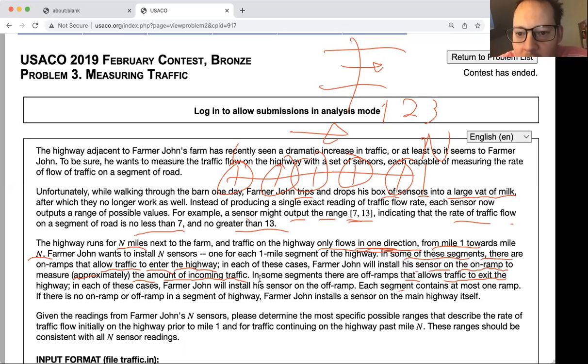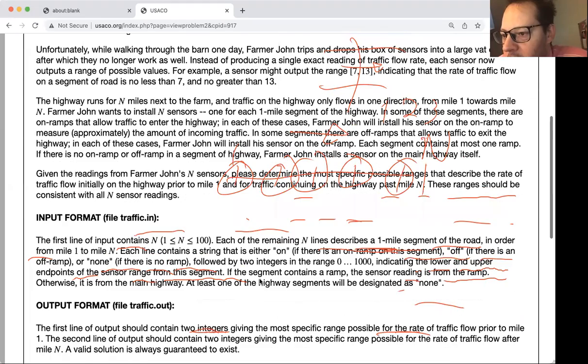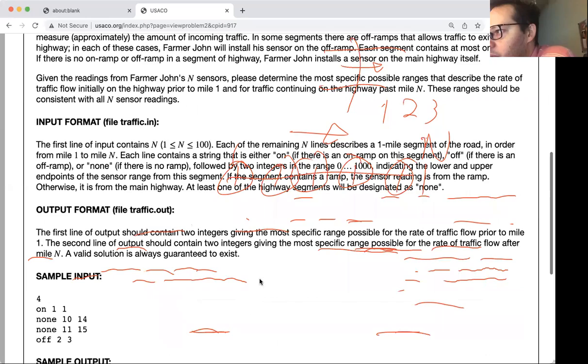If there is no on-ramp or off-ramp in a segment of highway, Farmer John installs a sensor on the main highway itself. That's just flow of traffic. Given the readings from Farmer John's N sensors, please determine the most specific possible ranges that describe the rate of traffic flow initially on the highway prior to mile 1, and for traffic continuing on the highway past mile 1. These ranges should be consistent with all N sensor readings.